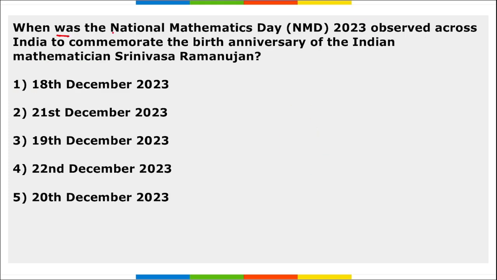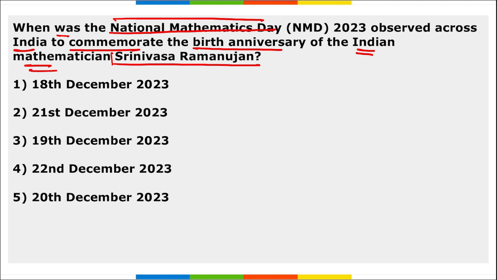Next, when was the National Mathematics Day observed across India to commemorate the birth anniversary of Indian mathematician S. Ramanujan? So, when was National Mathematics Day observed? It was observed on 22nd of December, right? And this year 2023, it marks the 136th birth anniversary of S. Ramanujan.